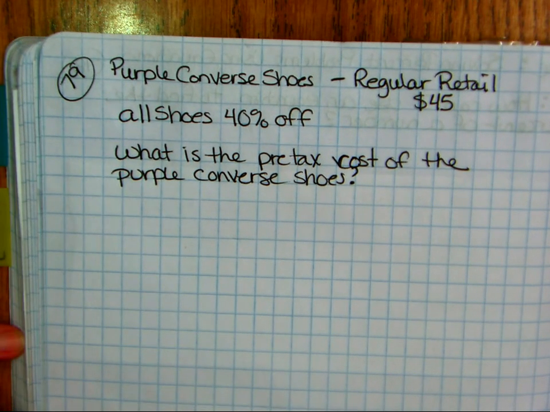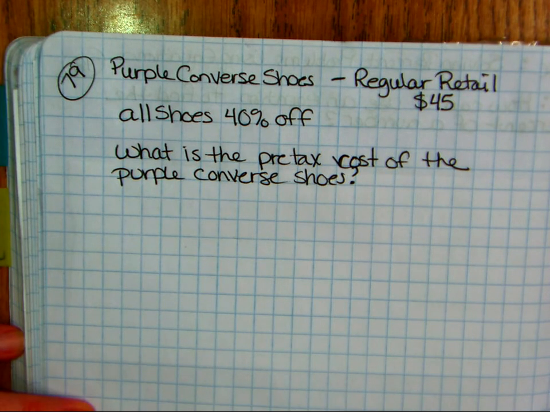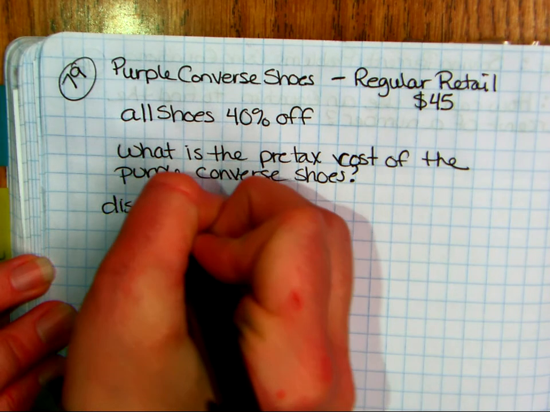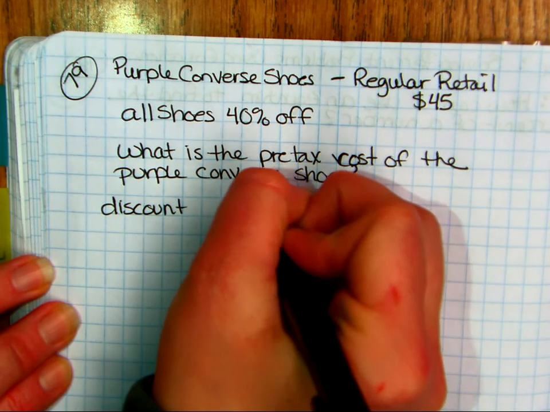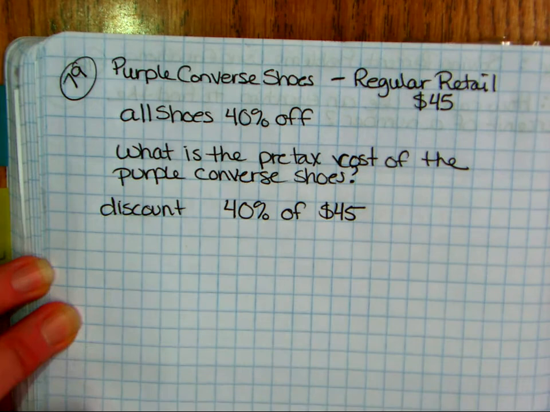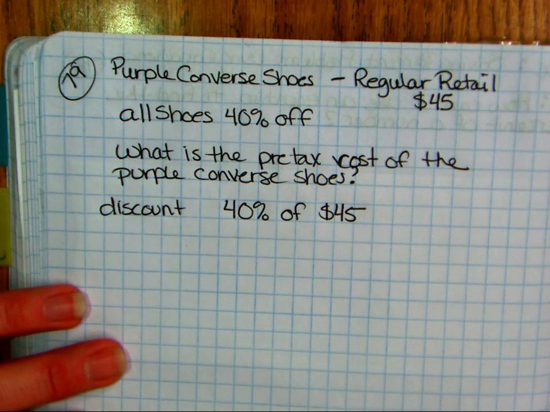First thing, what is my discount that I'm looking at? It's 40% off of what? Christian? The shoes. What's the cost of the shoes? The cost was $45 regular retail. So the discount is 40% of $45, right? You following along, guys? Okay.